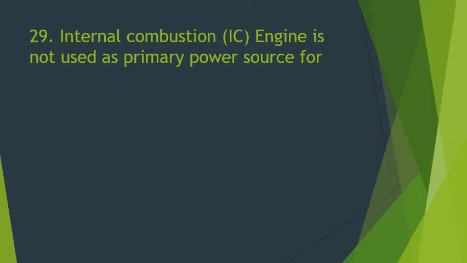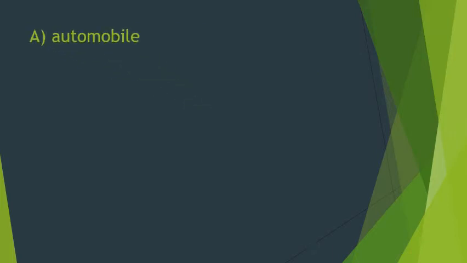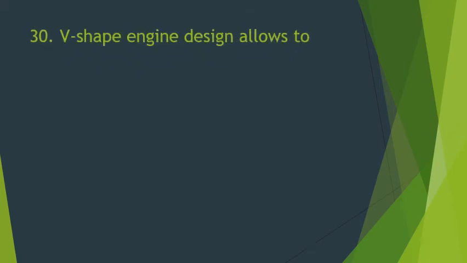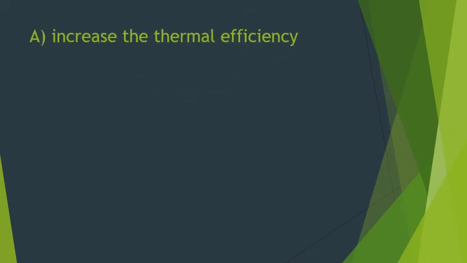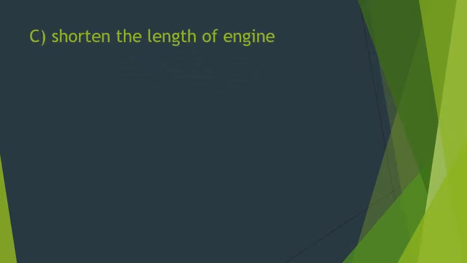Internal combustion engine is not used as primary power source for A. Automobile. B. Generator. C. A 10-ton road roller. D. Modern jet plane. V-shape engine design allows to A. Increase the thermal efficiency. B. Reduce the cost of production. C. Shorten the length of engine. D. None of the above.